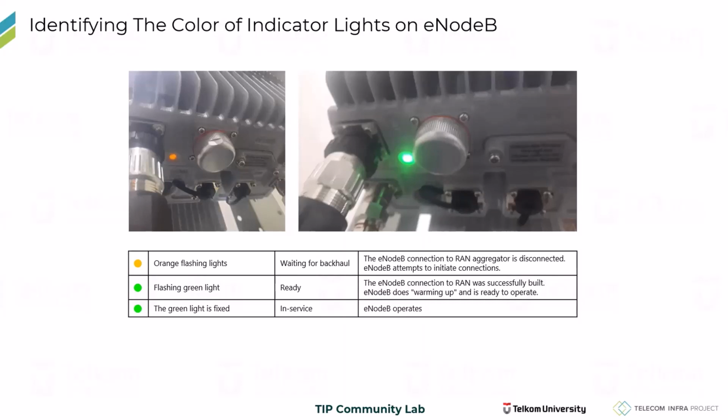But you can imagine if you have a BTS, if you have RAN deployed in the field, in the rural area, in the metro area, you cannot see this indicator directly, which means you need another way to monitor the status of the equipment.